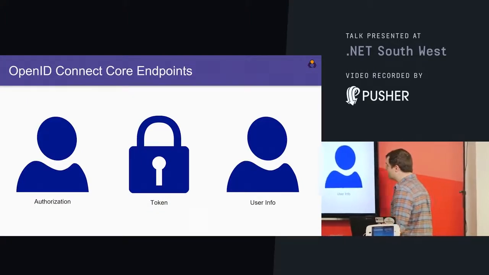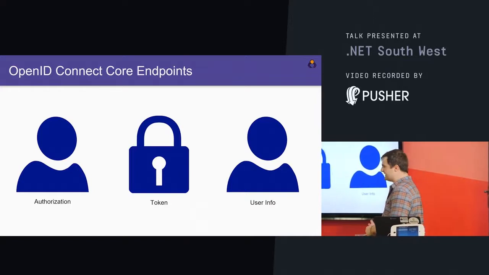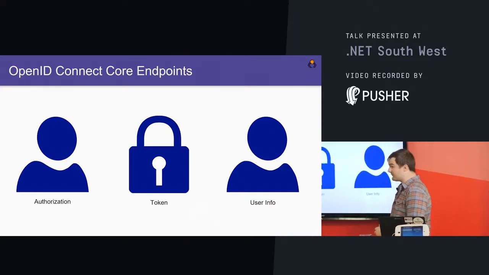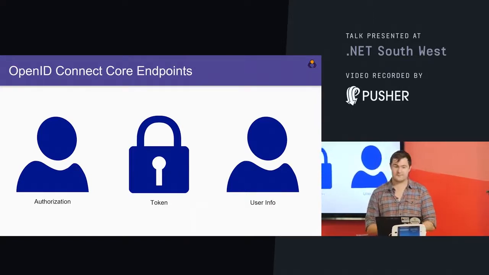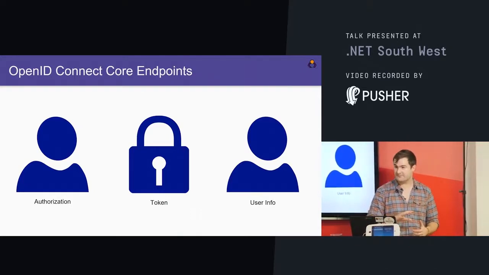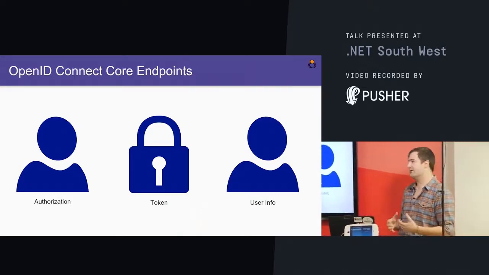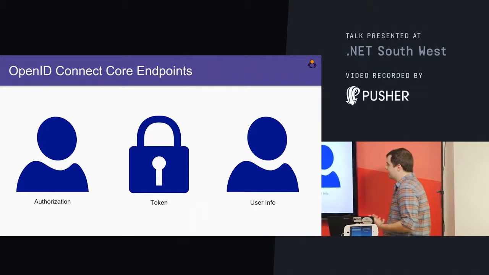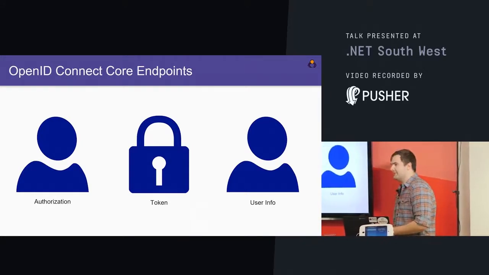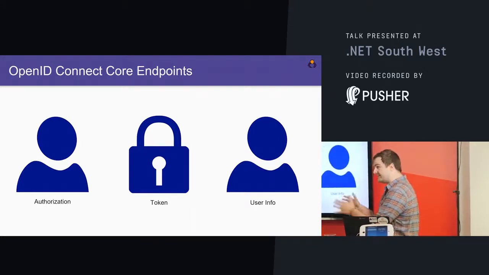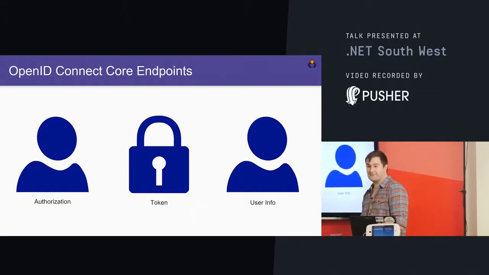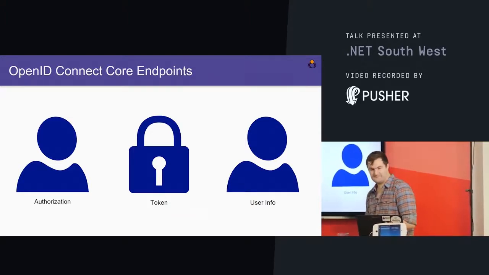So there's 3 endpoints with OpenID Connect. You have the authorization endpoint. So that's where we saw all the human interaction before in that diagram. So that's where we'll redirect the user off to the identity provider and say, right, you need to go authenticate, prove who you are, and give us permission to do this on your behalf.